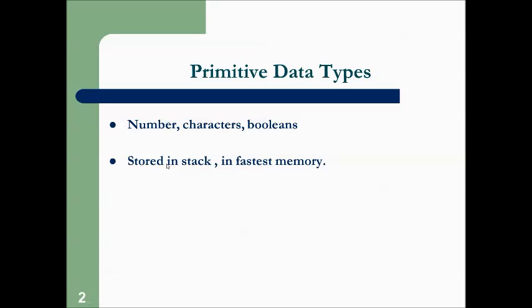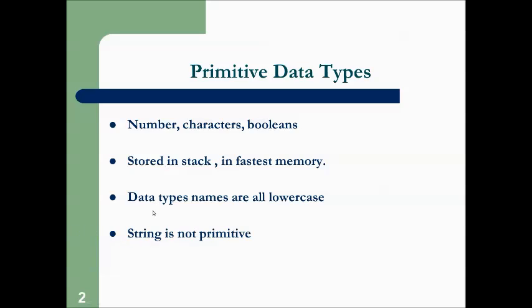Data type names for primitives are all in lowercase, and that's how you can distinguish them from complex object data types, which always have an initial uppercase character. The unique type is a string. The string is not a primitive type, that's a complex object.